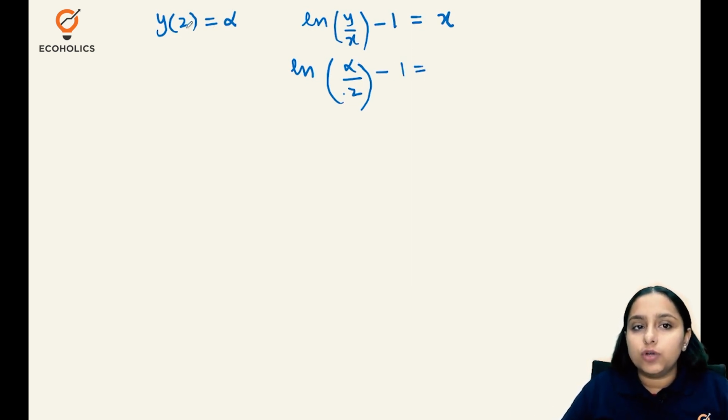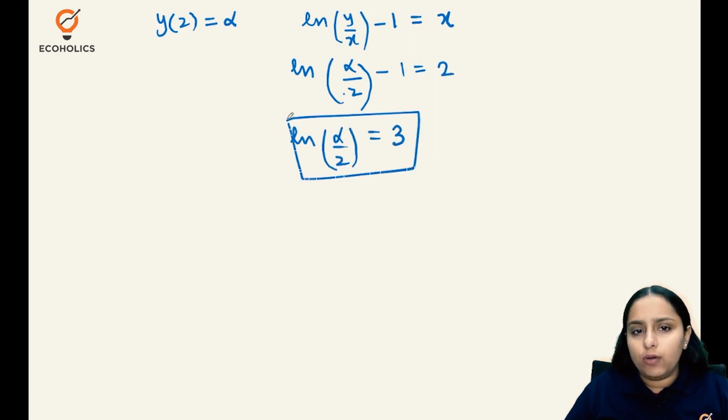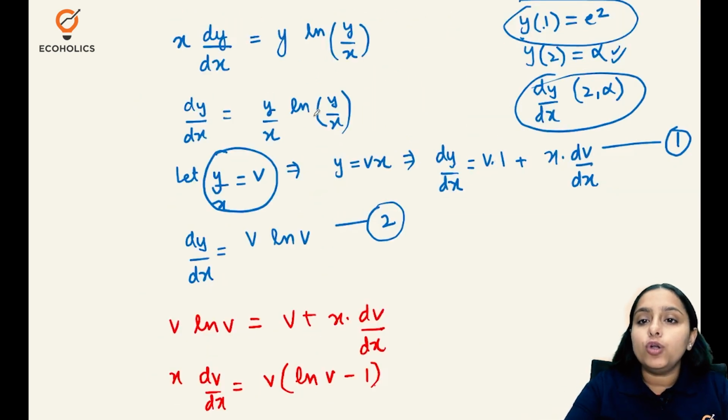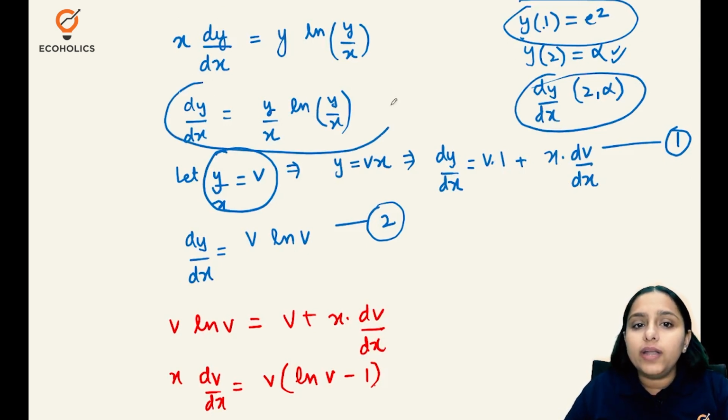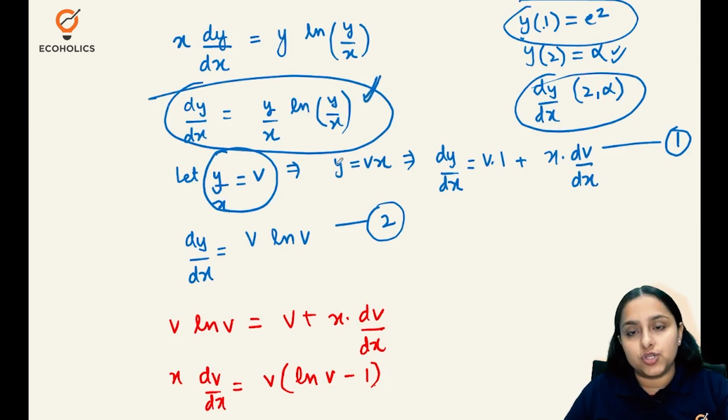Minus 1 is equal to x, the value is 2. So log alpha by 2 has come out to be equal to 3. This is the value. I will keep it with me maybe for future use. Now I want to find dy by dx at 2, alpha. Dy by dx was already given in the beginning of the differential equation.